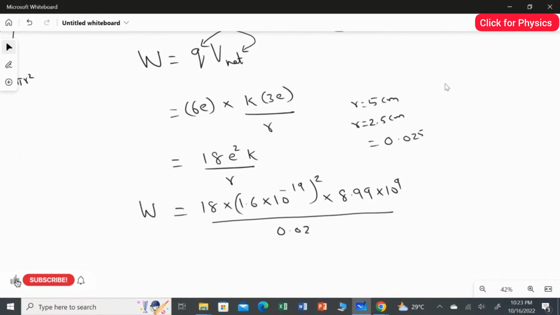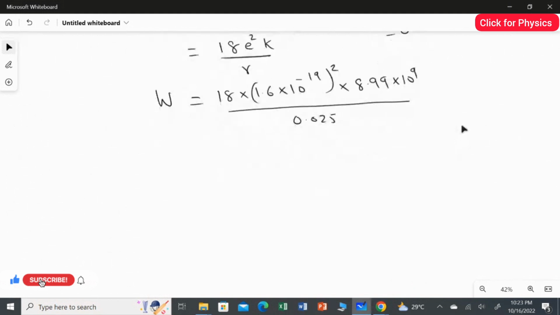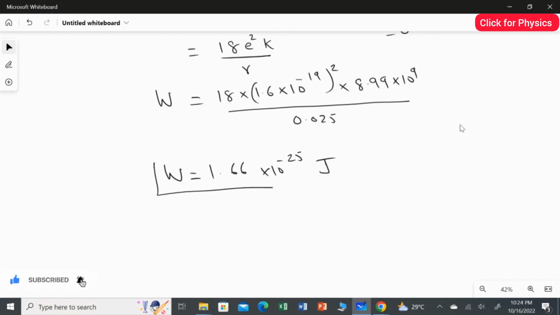So 0.025. Now I'm going to find the final answer. Therefore, work done is equal to 18 multiplied by (1.6 × 10^-19) squared, multiplied by 8.99 × 10^9, divided by 0.025. The answer is 1.66 multiplied by 10 to the power of minus 25, and the unit for work is joule.